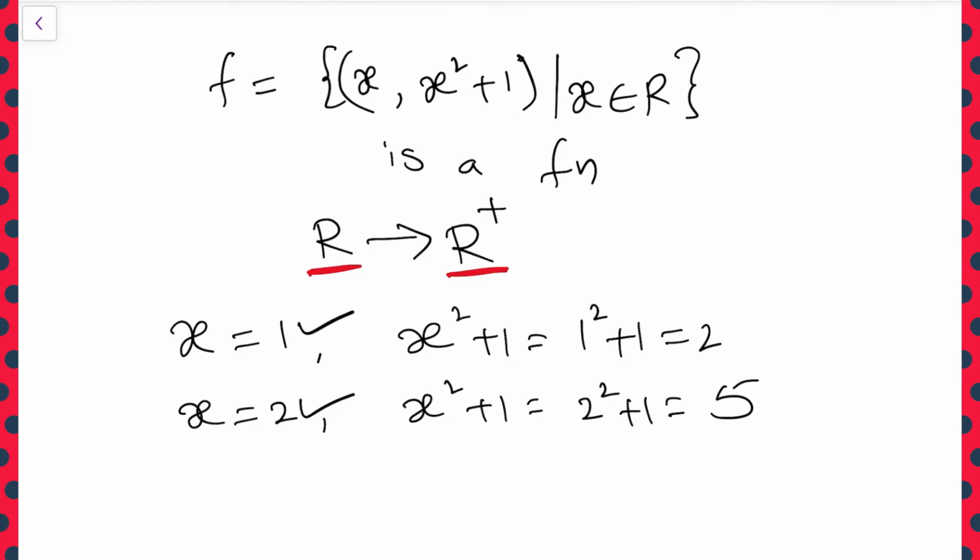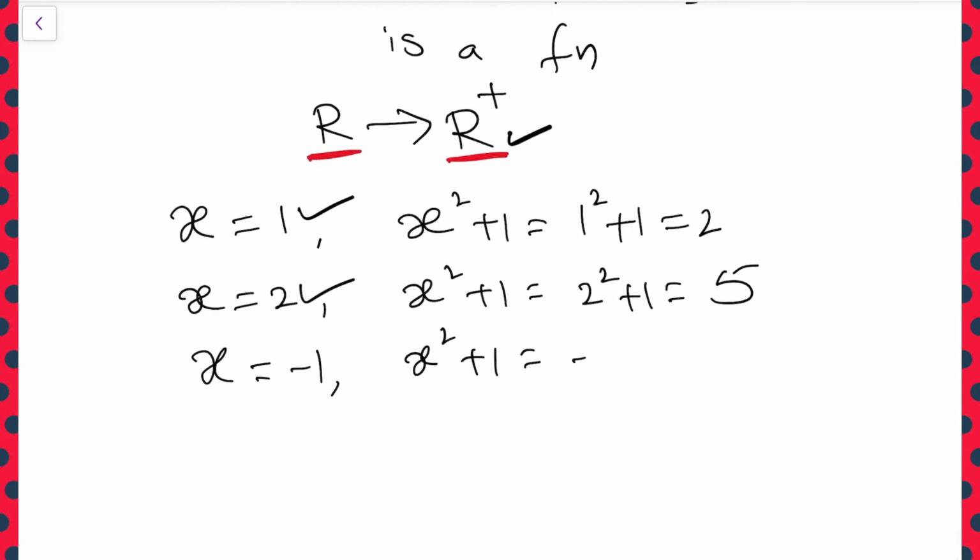So since every element x belonging to the real numbers has association with a unique element x square plus 1 in R plus, he clearly mentioned here R plus. Is there any chance that we may get the answer negative? Let us check once then. X value I am substituting now as minus 1. X square plus 1 will be minus 1 square plus 1. Minus 1 square is plus 1 only. So 1 plus 1, 2 only again.